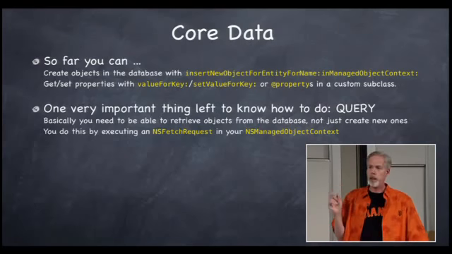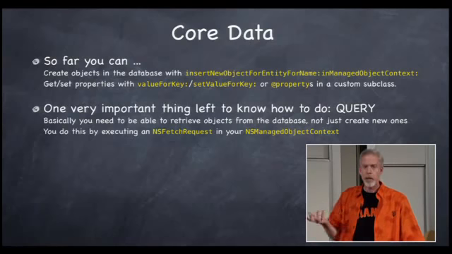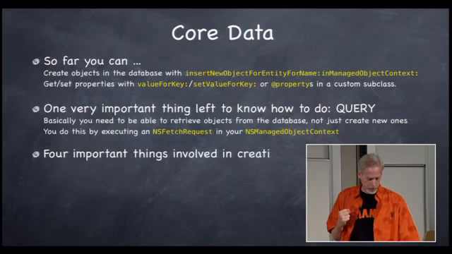Okay? So you create an NSFetchRequest object, and you ask the context to execute that fetch request for you, and it gives you back an array of the results. It's that simple. So how does that work?